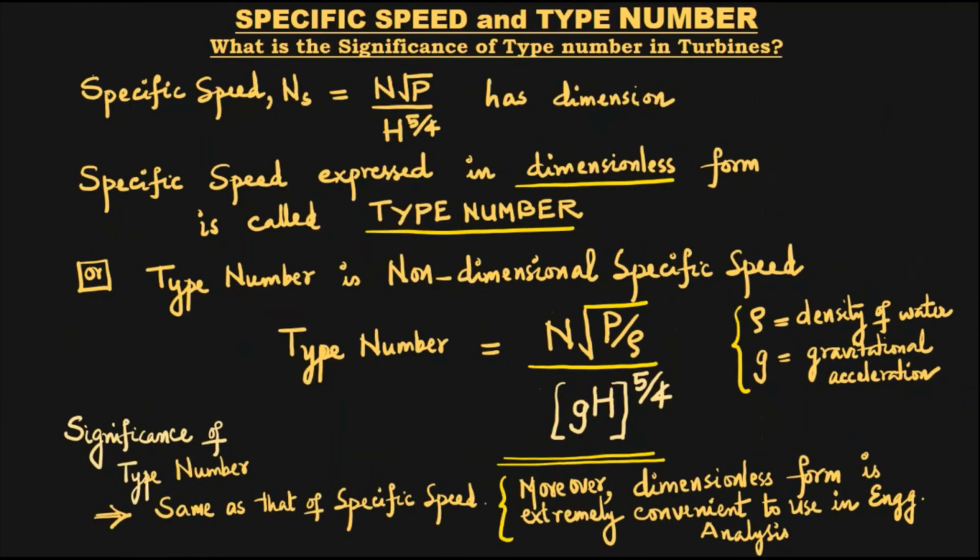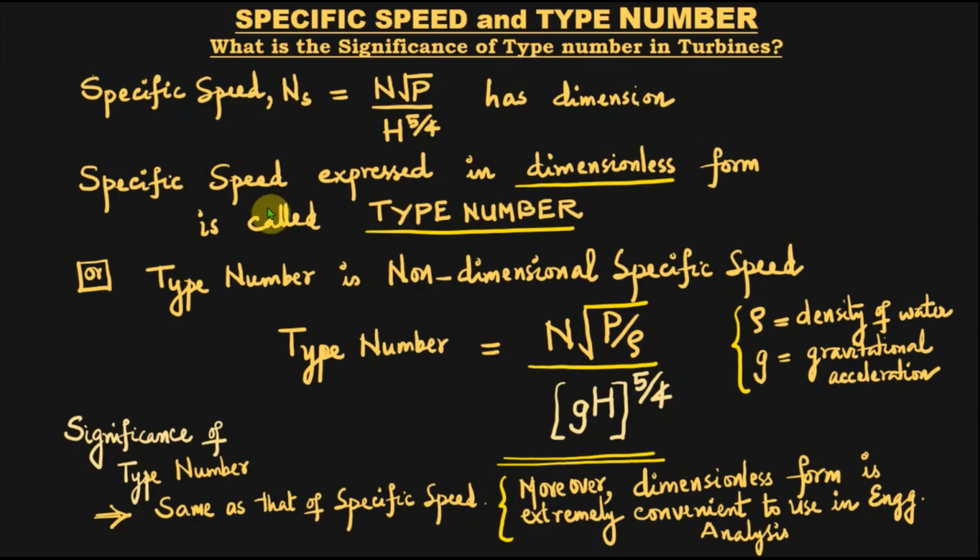Now we will consider what is type number. See, the specific speed and type number of the turbine. What is the significance of type number in turbines? See, the specific speed Ns is equal to N root of P divided by H raised to 5 by 4, that has got dimensions. It is not the dimensionless form.